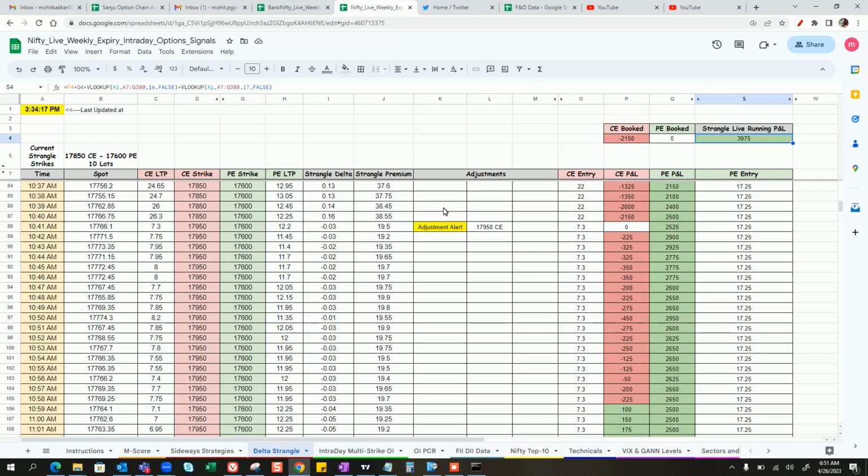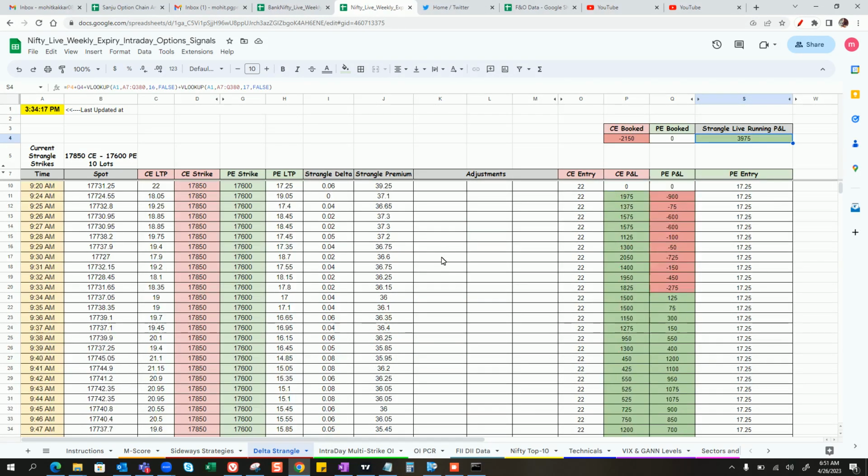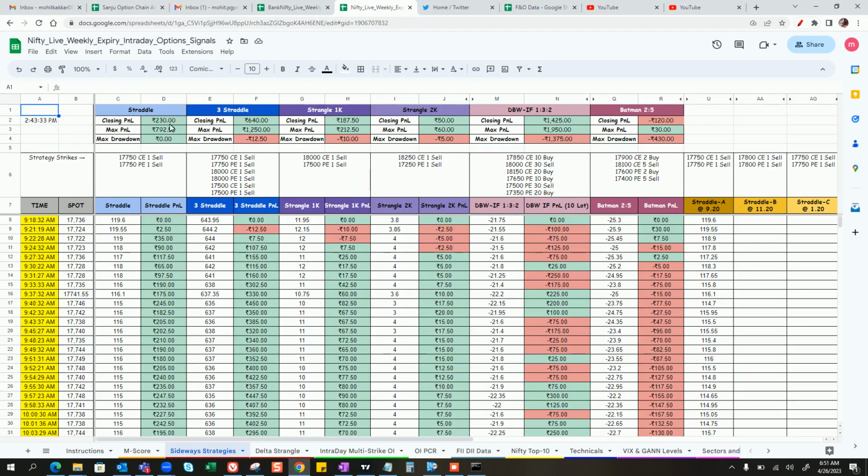All right, so this I wanted to show. Members in the WhatsApp group were asking what auto delta strangles are, so this is the explanation about it. There are other strategies as well. Like you see, if you had entered a straddle yesterday, this was the profit. If you entered a triple straddle, this was the profit.